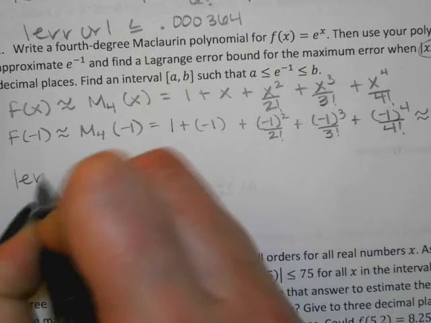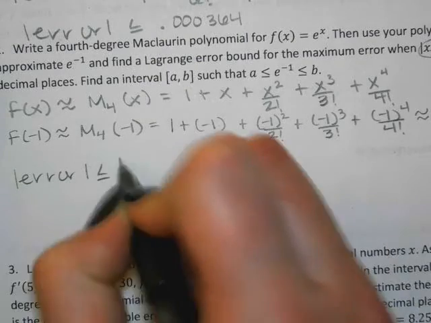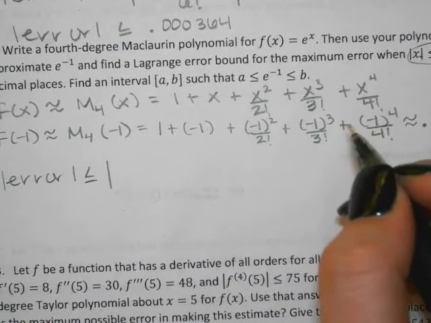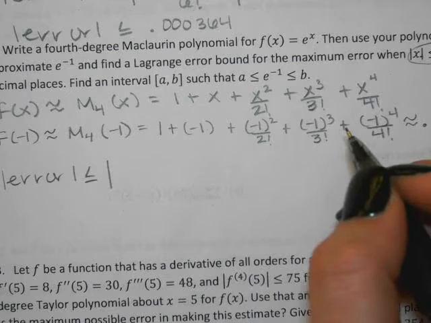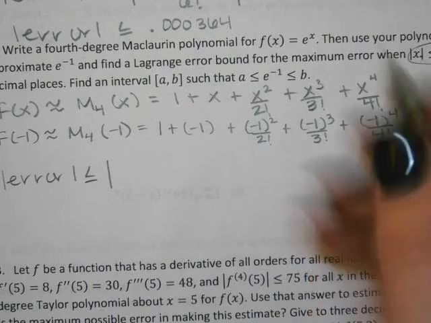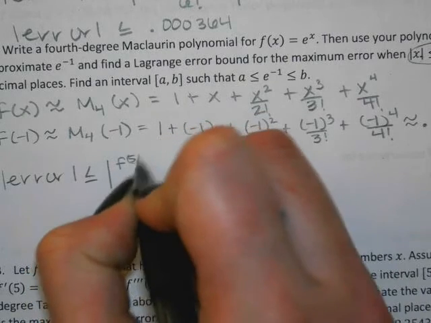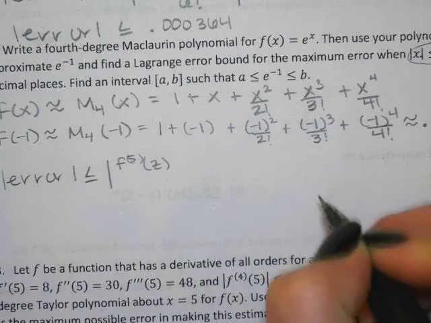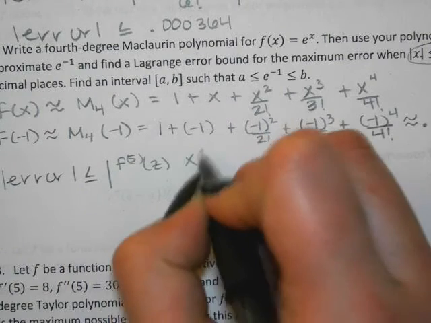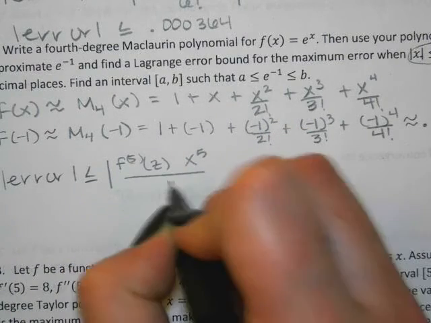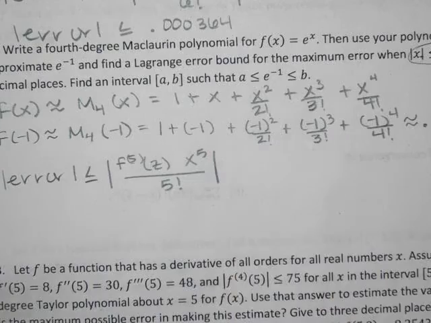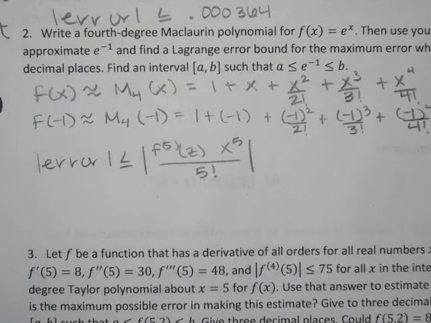All right. So I'm going to go ahead and write down we're finding the error. And that's going to be less than or equal to what? Yeah, the fifth derivative. And this one, the fifth derivative, is nice. It's just e to the x, right? So this is an exponential function.